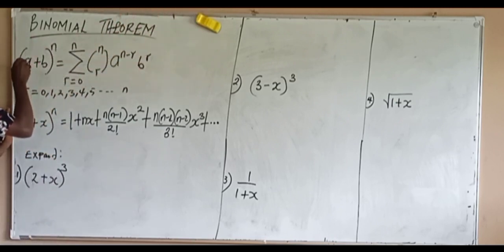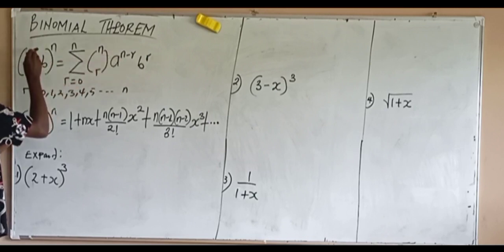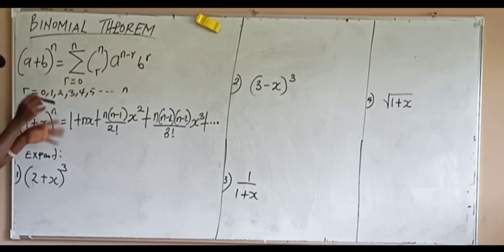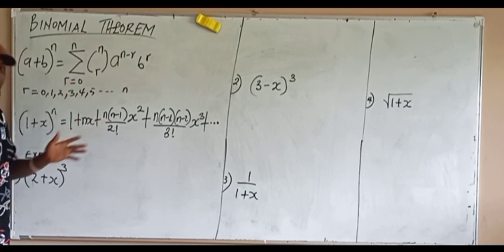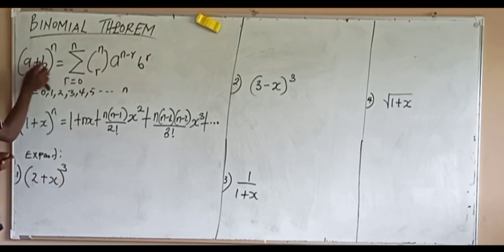The A is the first term here, the first number. The B is the second number here. But this must be 2 terms. If it's 3, we separate it and use brackets to arrange it to be 2 first. So you have the first term and the second term. So you have n combination r.